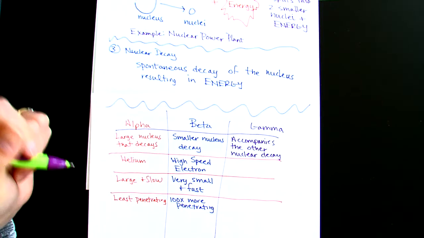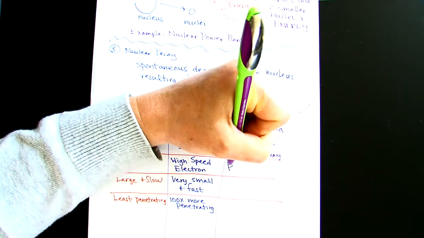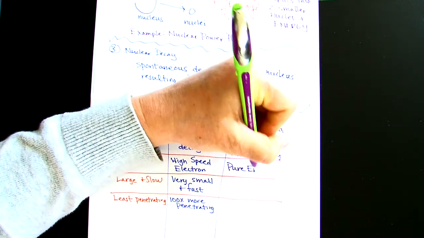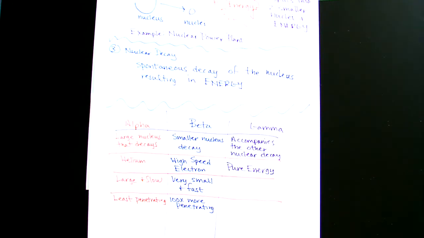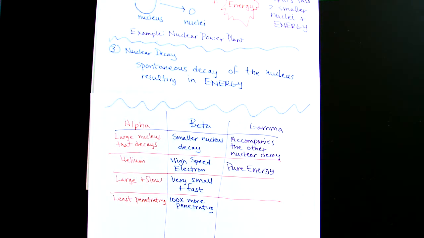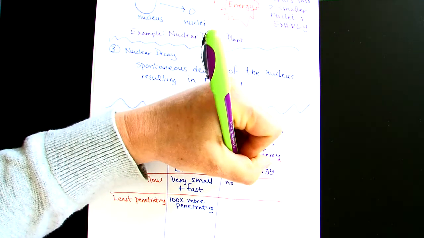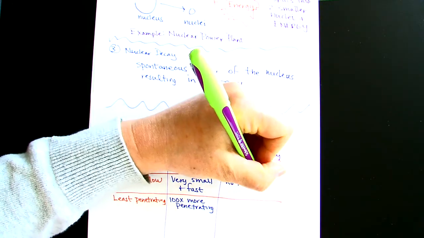And it is not a particle at all. It is pure energy that comes off of the nucleus. Because it is not a particle, it has no mass, and it's fast.